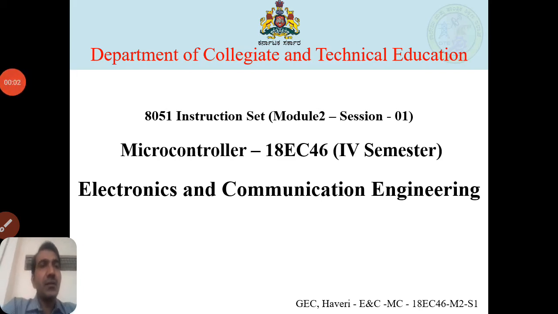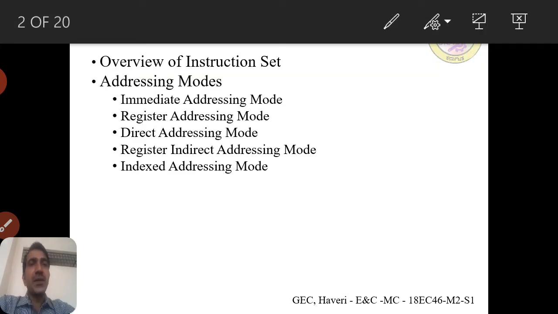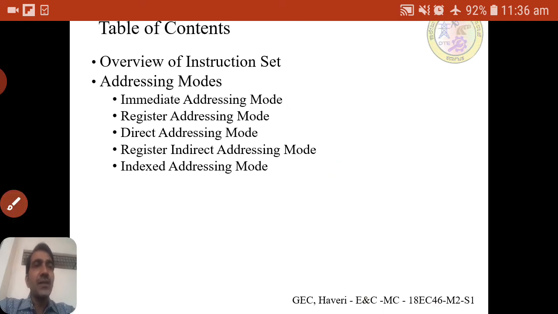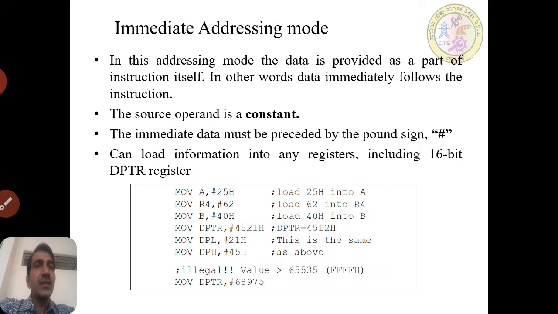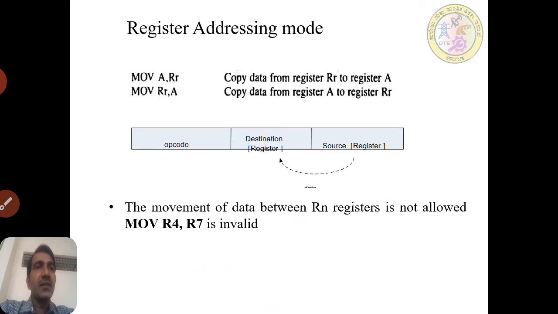So we were saying microcontroller session module 2 session 1, that is 8051 instruction set. In the previous session we completed the three addressing modes: immediate, register and direct. Today, as a part of session 1, we will see register indirect and the indexed addressing mode. Okay. So now we have already seen three addressing modes: immediate, register and direct.